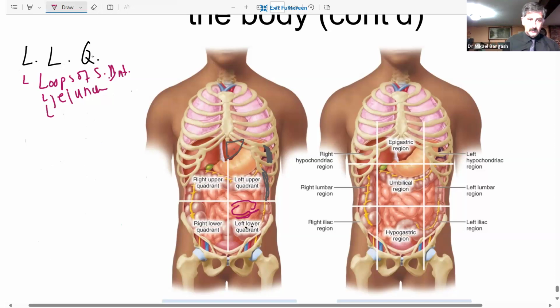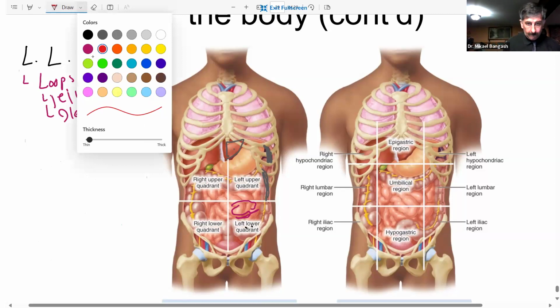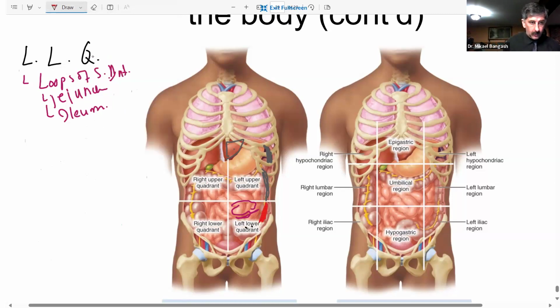And even ileum. What we also will see is colon here. Now this part runs in the left lower quadrant. Especially this part here is going to be your descending colon.